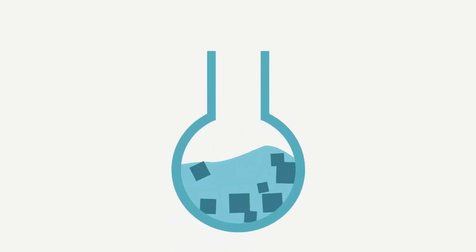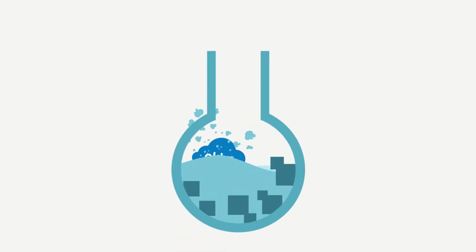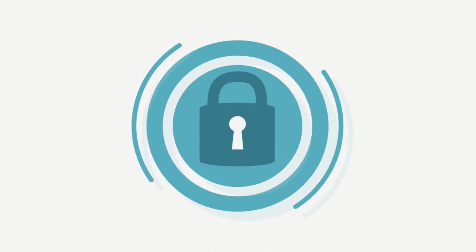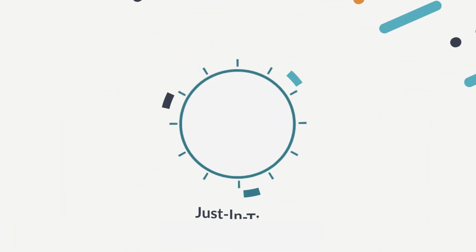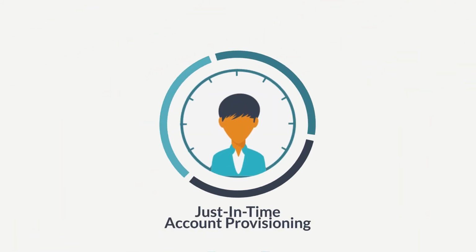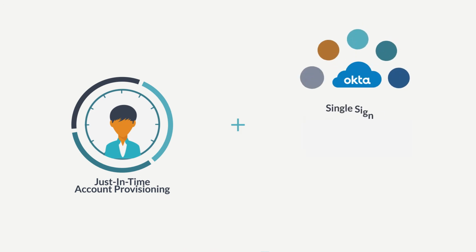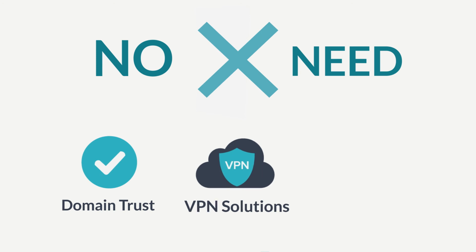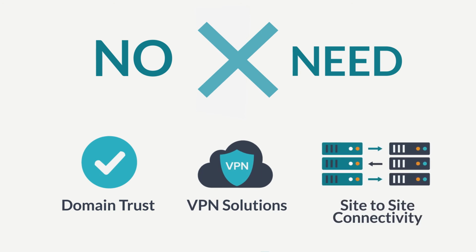So we went to work on a solution. Leveraging the Okta Identity Cloud and Citrix, our engineers had a breakthrough designing a solution that allows customers to securely operate at the speed of business, with just-in-time account provisioning bundled with additional Okta features such as single sign-on and multi-factor authentication. No need for domain trust, VPN solutions, or traditional site-to-site connectivity.